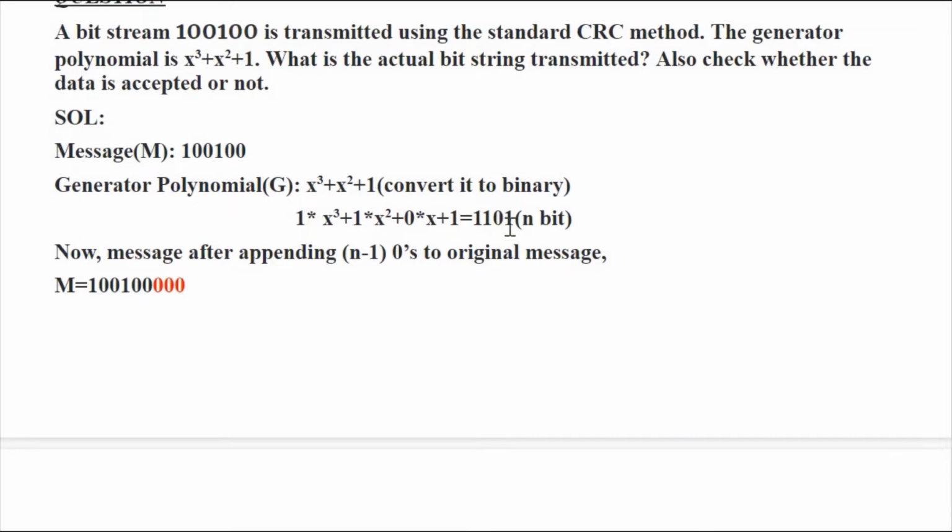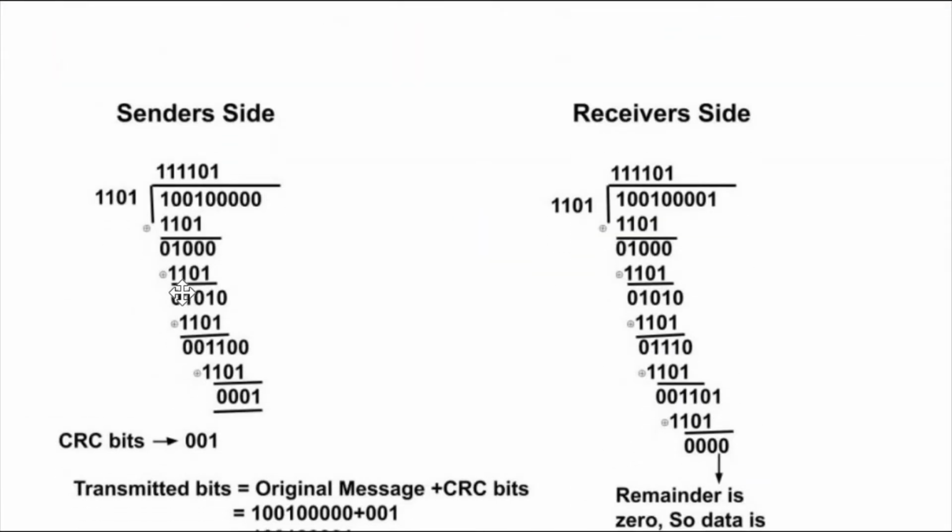Fine. So the first step was we have to append n minus 1 zeros to the original message. So n means it is 4 bit. So we'll append n minus 1, that is 3 zeros to the message. So this is our message 100. We'll append 3 zeros from the right side to the message. First step. After that we'll go to the sender side.